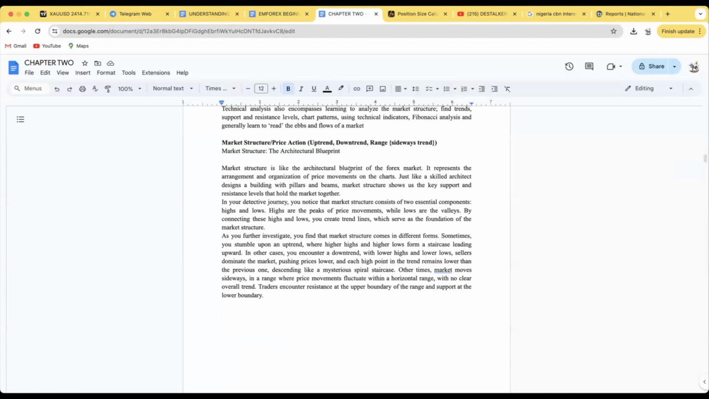Market structure is like the architectural blueprint of the forex market. It represents the arrangement and organization of price movement. Okay, remember, it represents what? The arrangement and organization of price movement on the chart.